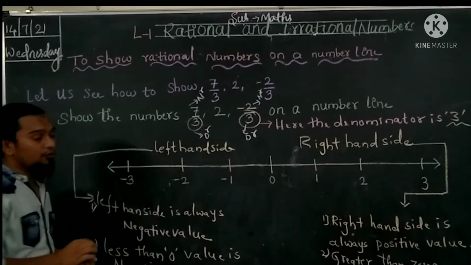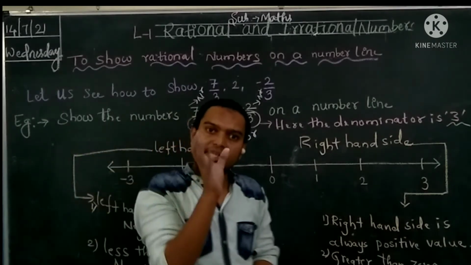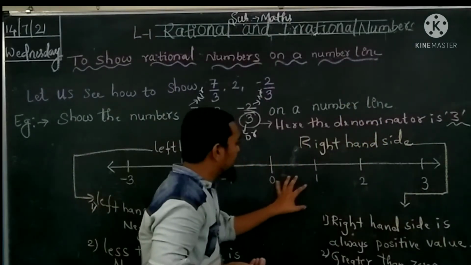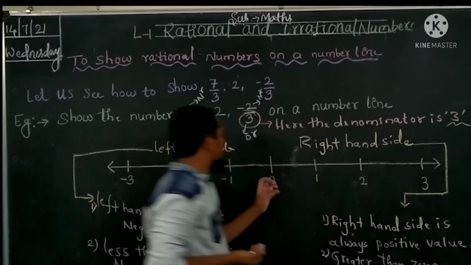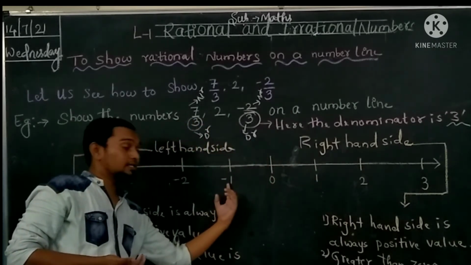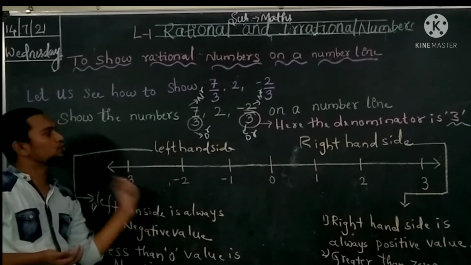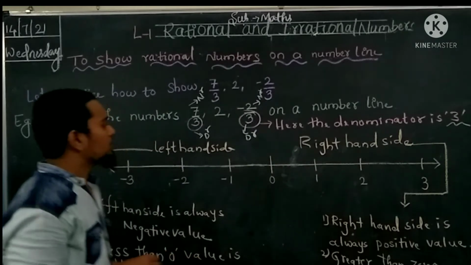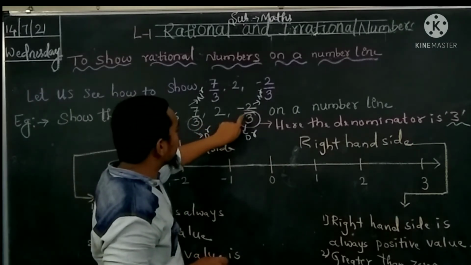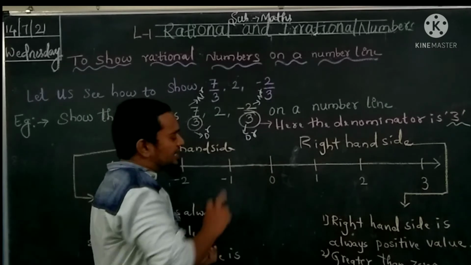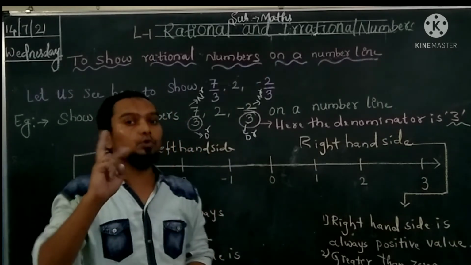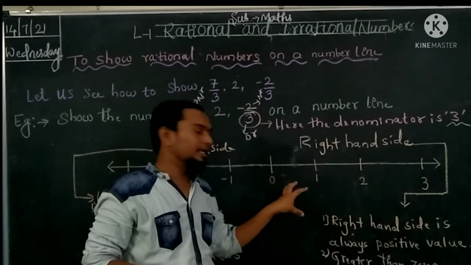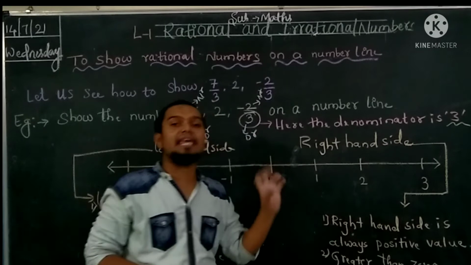That means now we are taking the difference between every number. The difference between every number, that means 0 to 1, 1 to 2, 2 to 3, and in the left hand side also 0 to minus 1, minus 1 to minus 2, and minus 2 to minus 3 is 3 units. This 3 is the denominator. The difference between two consecutive numbers is the same.